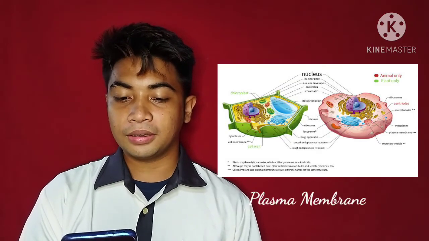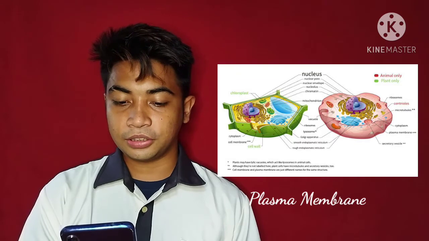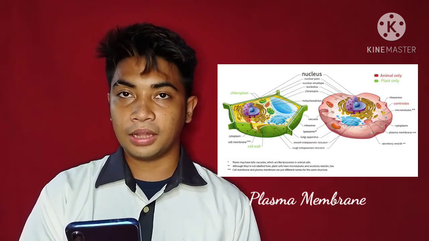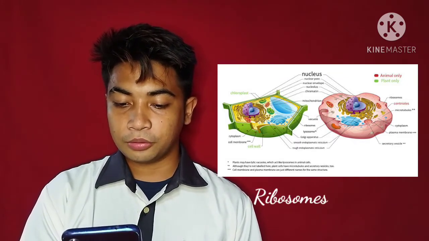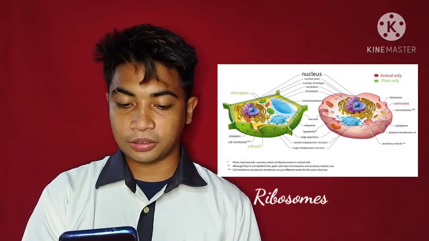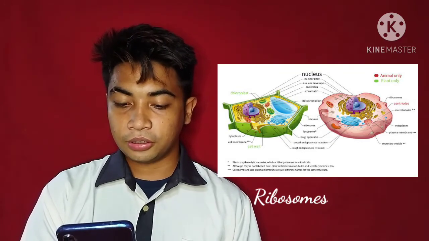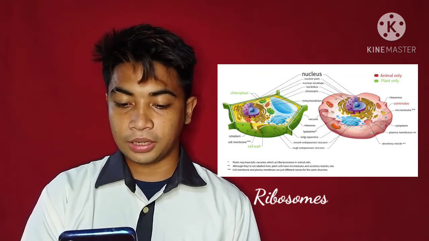Plasma membrane. The plasma membrane is the outer lining of the cell. It separates the cell from its environment and allows materials to enter and leave the cell. Ribosomes. Ribosomes are organelles that process the cell's genetic instructions to create proteins. These organelles can float freely in the cytoplasm or be connected to the endoplasmic reticulum.